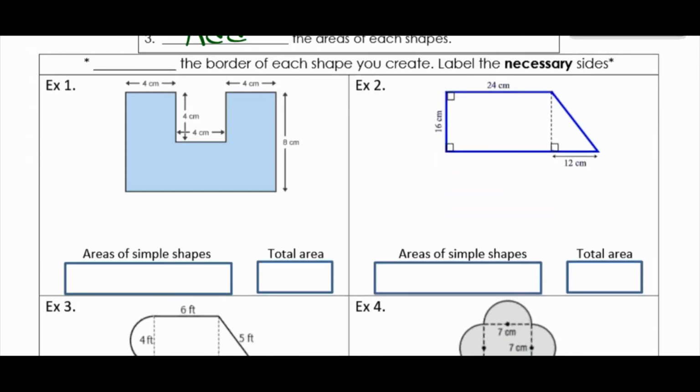I would absolutely highlight or outline the border of each shape that you created so you can really label the dimensions. You want to outline the shapes that you created.